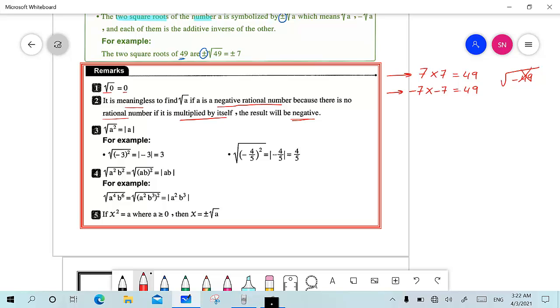Also, we can say that the square root of a squared is equal to the absolute value of a. Simply, when we are solving these types of questions, the square root cancels the power 2, but only power 2.